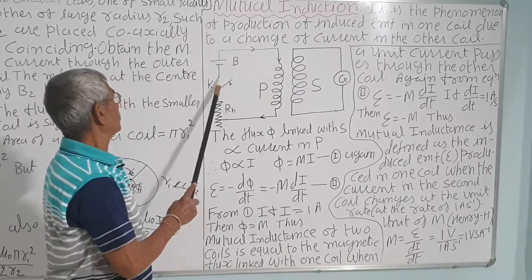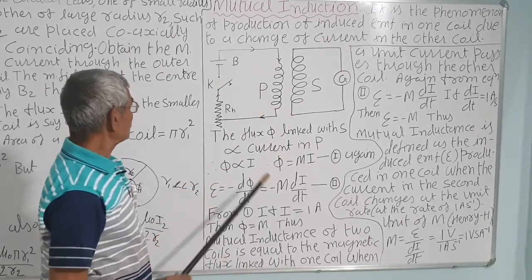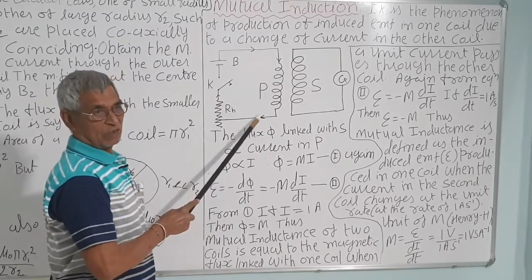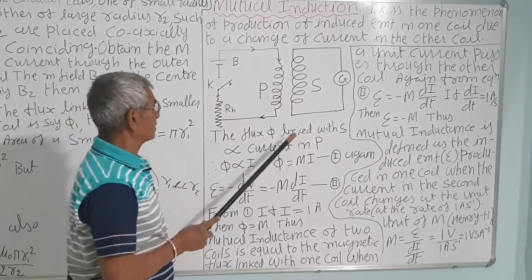So the current grows from 0 to maximum. If we make the circuit, the current grows. If we break the circuit, the current decays like that.